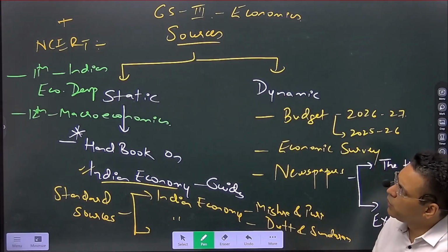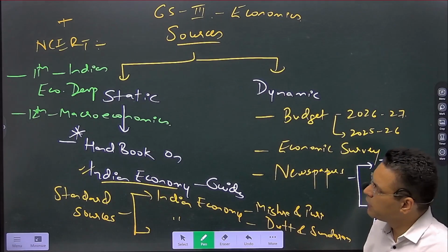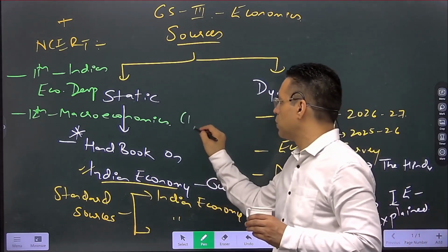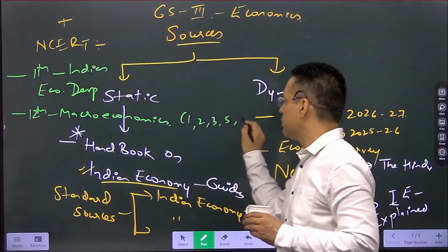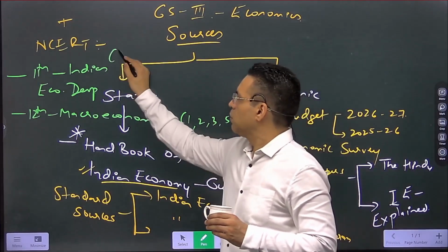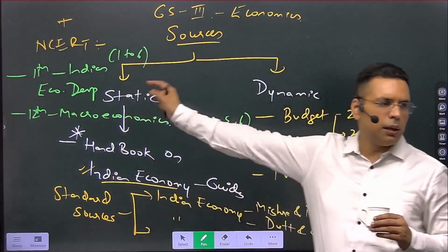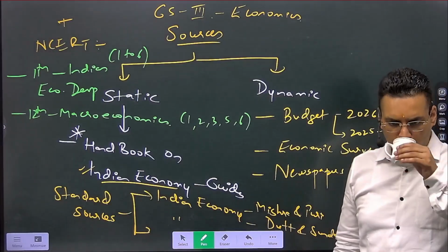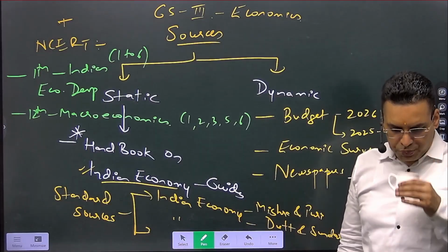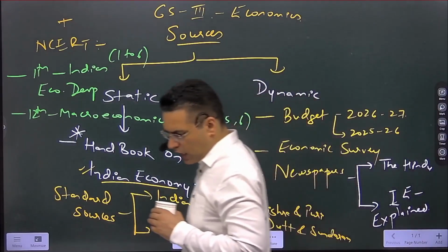But I would advise go with the class 11th NCERT. Here also you can go selectively, in this chapter 1, 2, 3, 5, 6. In the new NCERT, there are 8 chapters. Out of that, chapter 1 to 6 can be followed. You don't have to read everything, read what is relevant.